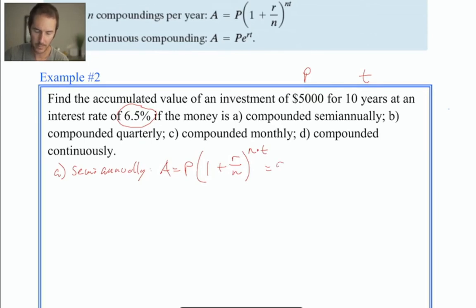You could keep going left to right. I'm going to go vertically on this one so that everything lines up and you can see it matching up. The P is the $5,000. That's your principal. This 1 represents you getting back 100% of your money. And that's the plus sign.